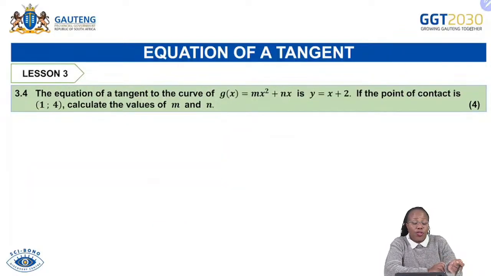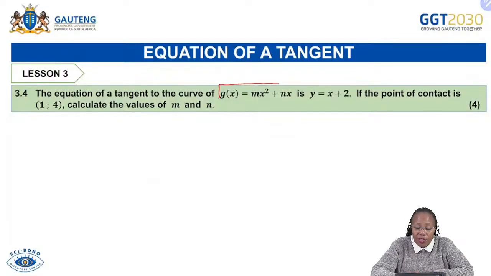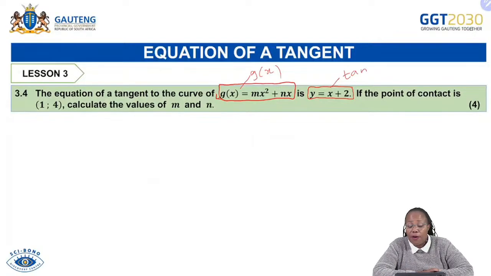3.4, the equation of a tangent to the curve of g at x, this is the function given to us, g at x is equal to mx squared plus nx, is y equal to x plus 2. This is the equation of a tangent, okay? This is the equation of g at x that is given to us. And then if the point of contact is 1 and 4, that means these two graphs have a point of contact at 1 and 4, where they have a tangent. Calculate the values of m and n.